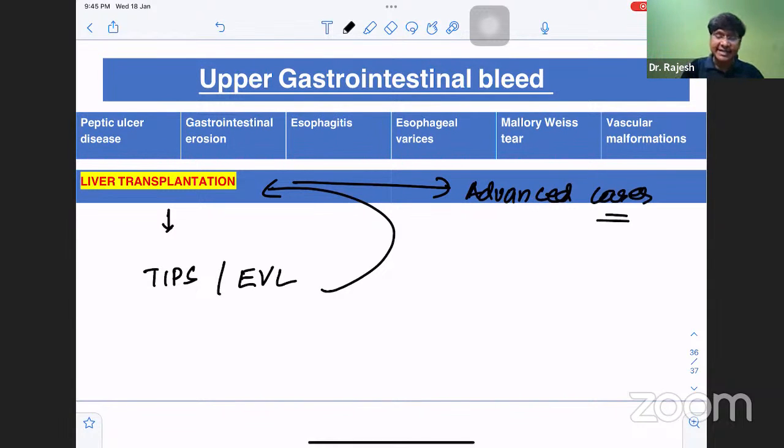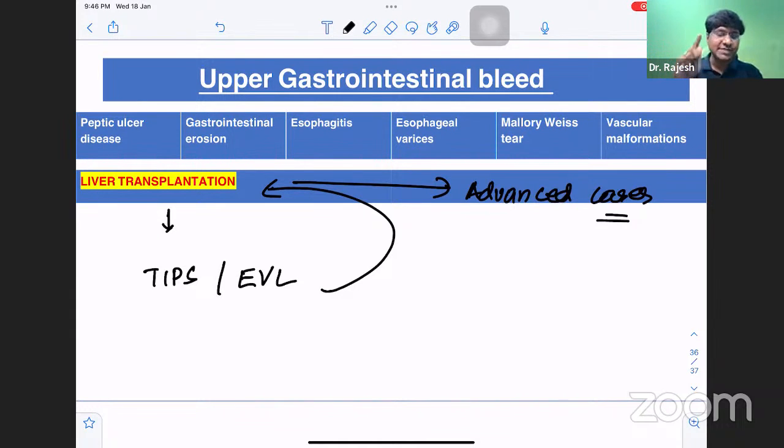Right, in advanced cases of liver cirrhosis. So this is about the management of the upper gastrointestinal bleeding. So let me just summarize whatever I have taught you. The gastrointestinal emergencies are mainly gastrointestinal bleeding, abdominal pain, vomiting, and diarrhea. But what I am taking into the discussion here today is gastrointestinal bleeding.